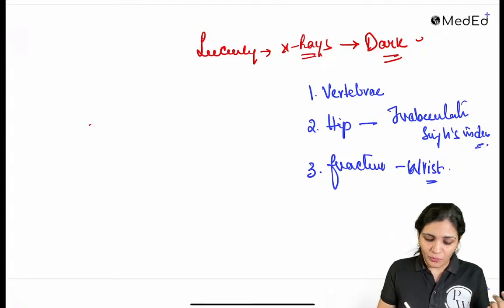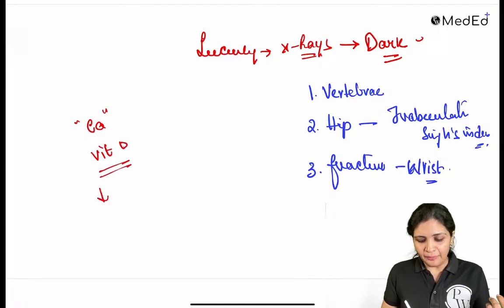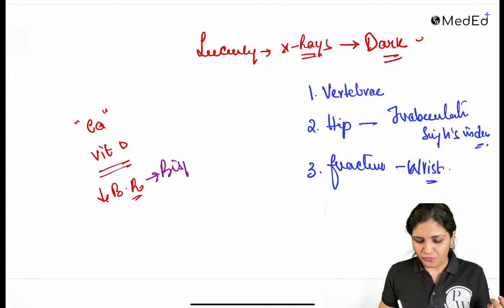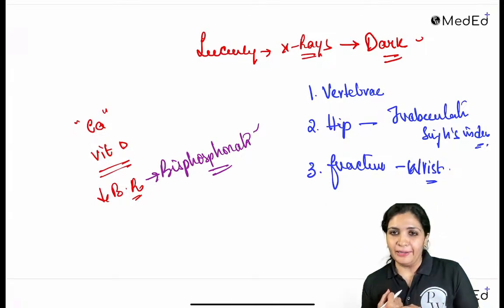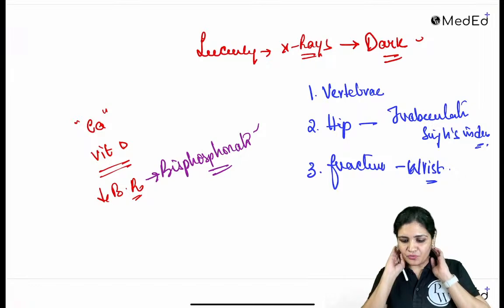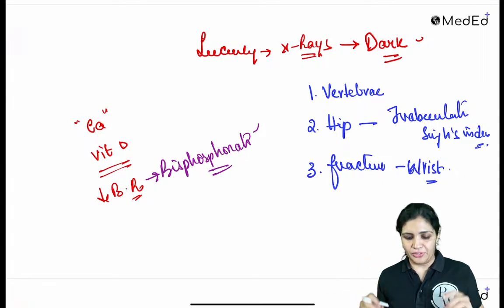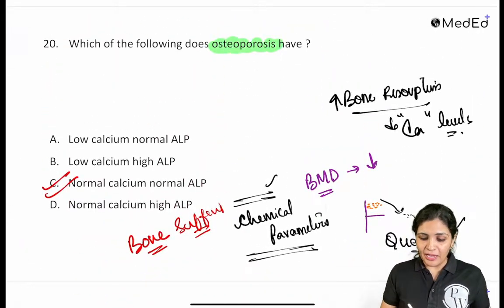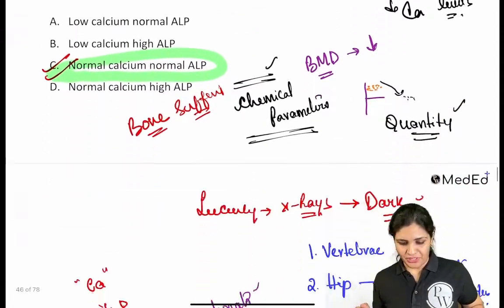Now what you do, you always give them enough calcium, enough vitamin D, and you decrease the bone resorption. So how do you do that? You take the help of the bisphosphonates. The bisphosphonates are the ones which help you to increase the bone formation and decrease the bone resorption, hence preventing the osteoporosis. So this is what you have to remember. The most important thing being the normal levels of calcium and the normal levels of alkaline phosphatase, right?